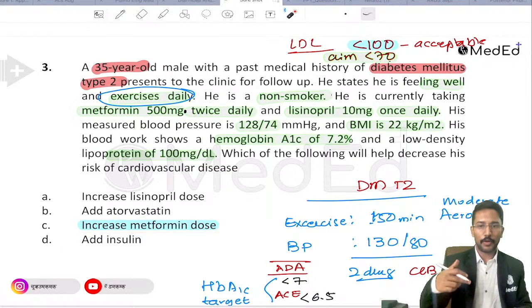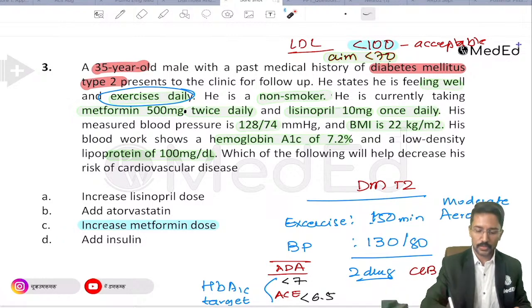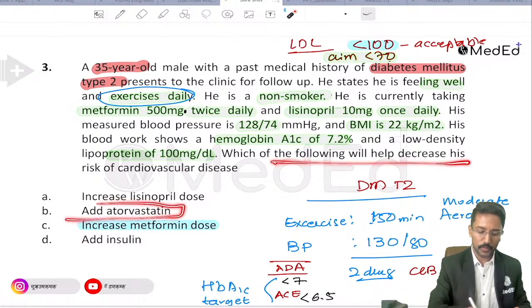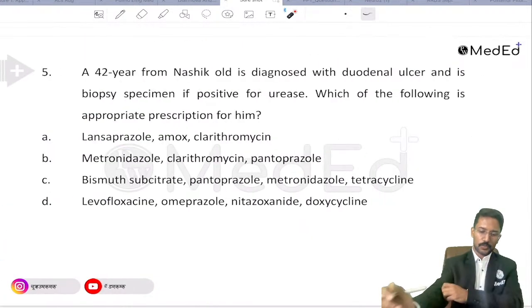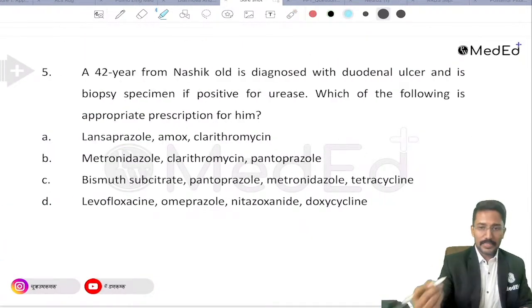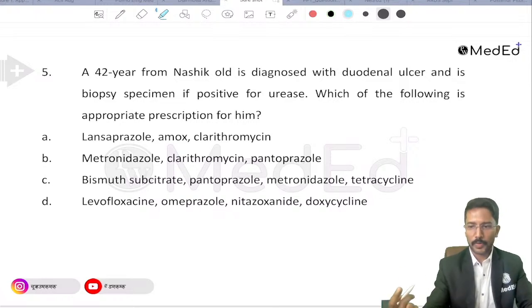Okay. If you ask me what is the next best thing we can do to reduce this cardiovascular mortality, the next best thing would be to add atorvastatin. Okay, good. Let's move to the next question now. Okay, very simple, but I know most of you might pick up a wrong answer.